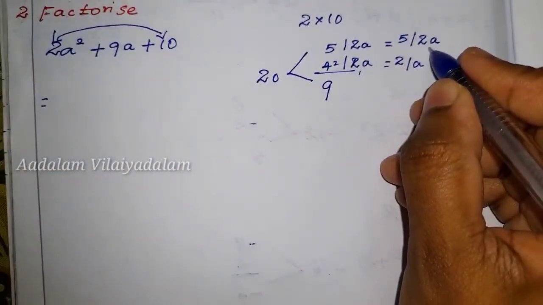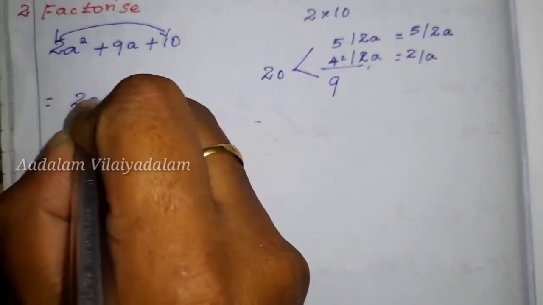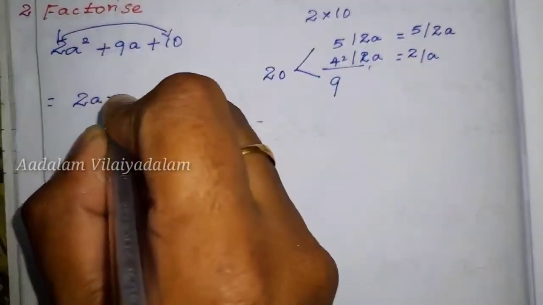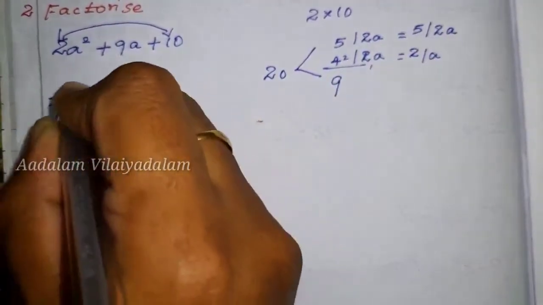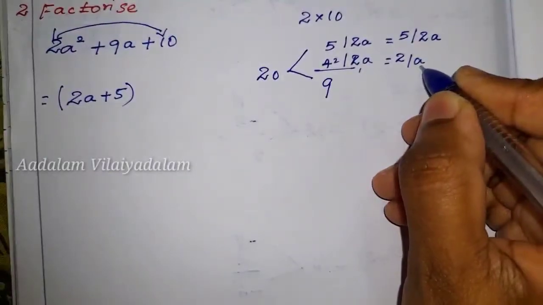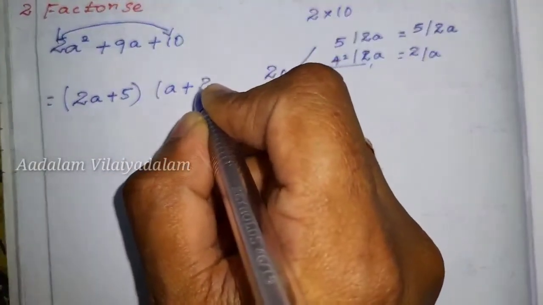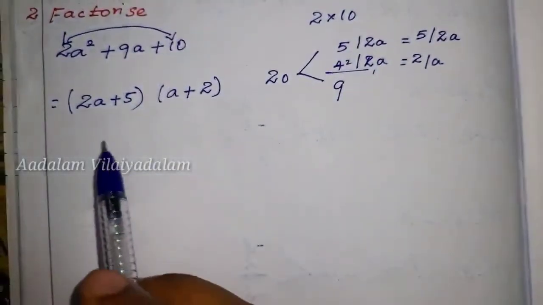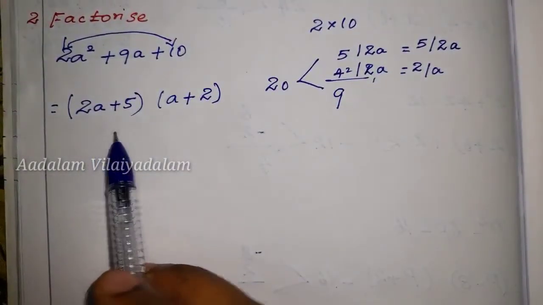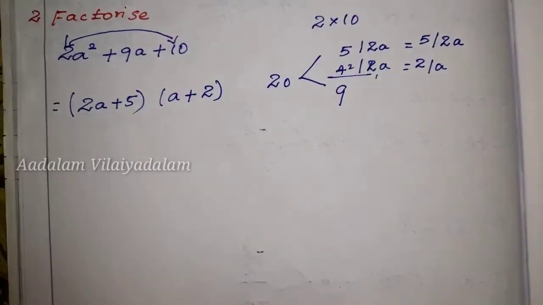Listen carefully. The first factor is, see the denominator 2a. The numerator value is 5, that is plus 5. Second one, here also the denominator is a, plus the numerator is 2. The factors are 2a plus 5, a plus 2.